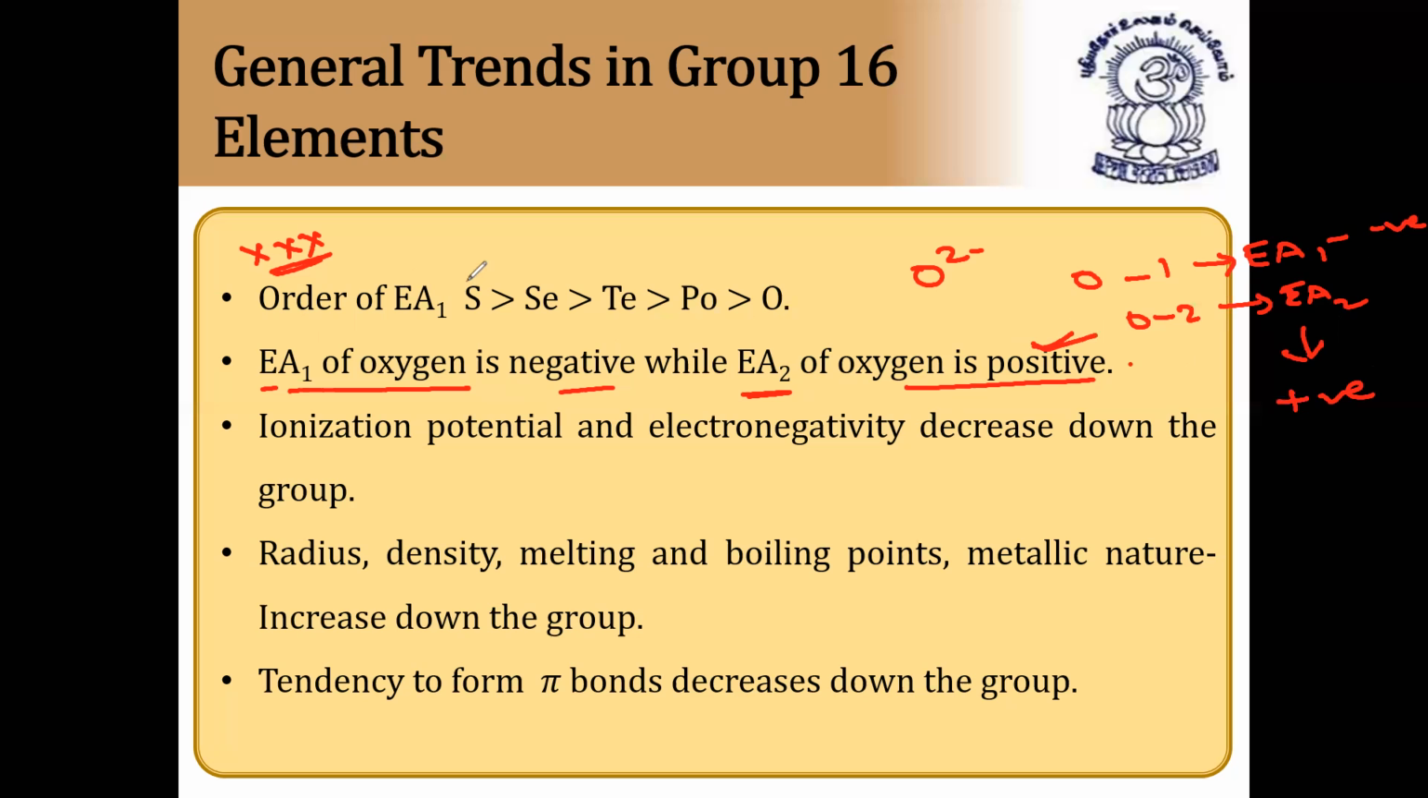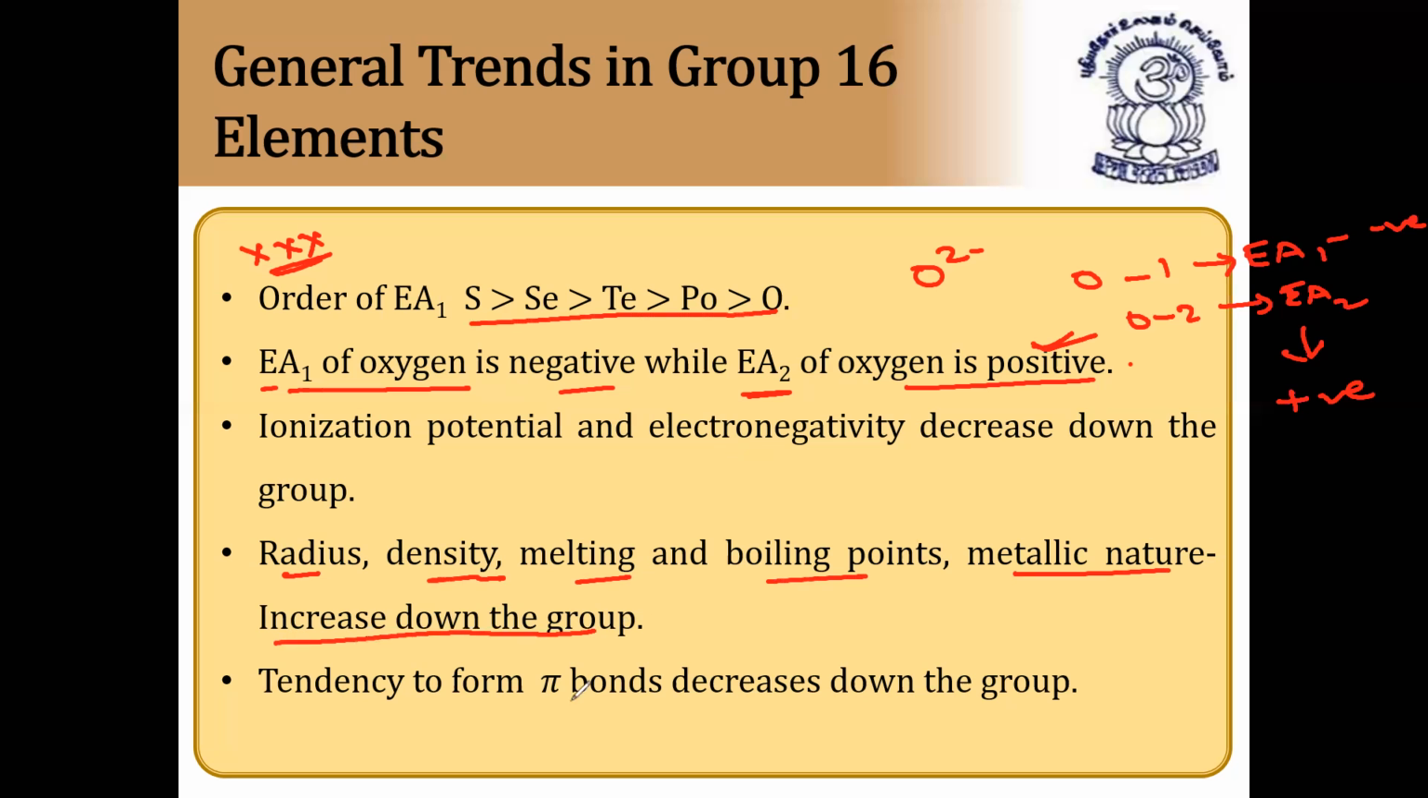16 group elements follow the order: sulfur, selenium, tellurium, polonium, and oxygen. So this is the order. Ionization enthalpy and electronegativity decrease down the group. Radius, density, melting points, and metallic nature increase down the group. So the atomic radius, density, melting point, boiling point, and metallic nature increase down the group.